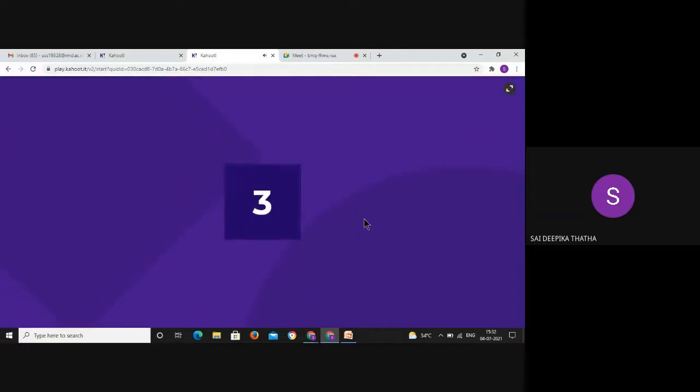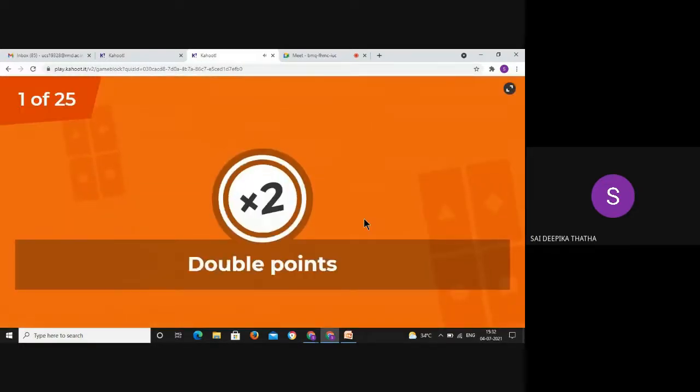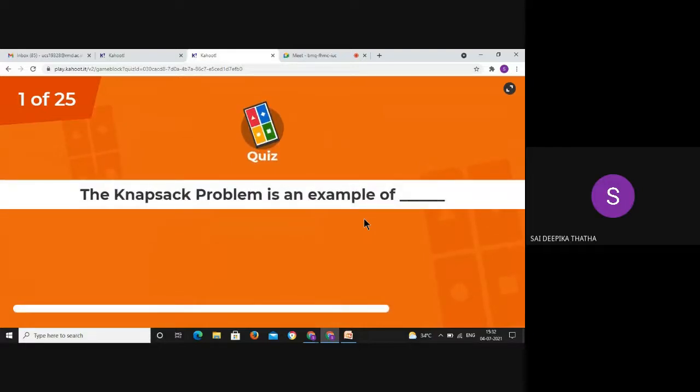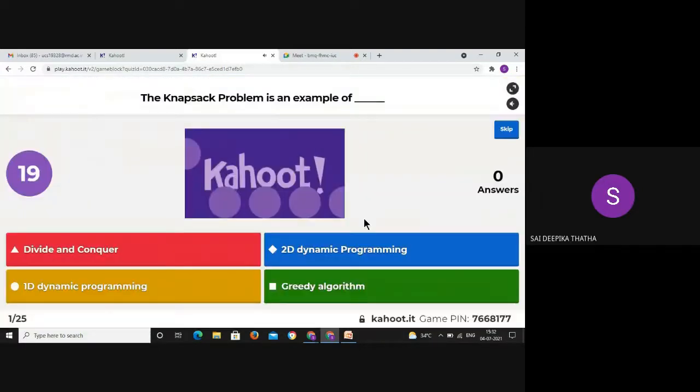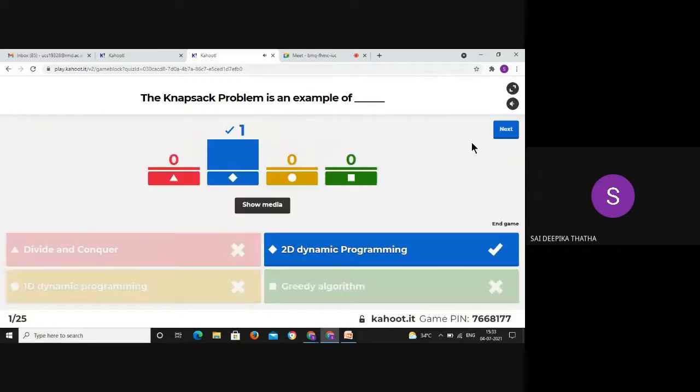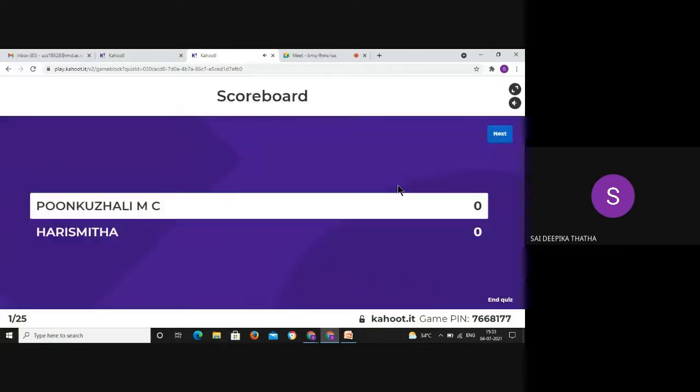Now I will read the question. You can select your correct answer. The knapsack problem is an example of... just 20 seconds for one question. Hurry up. The answer is 2D dynamic programming. Now I am moving to next question. Leaderboard: Poonkulli.